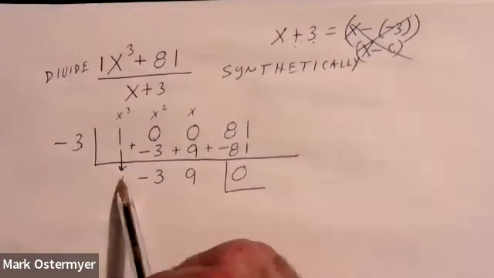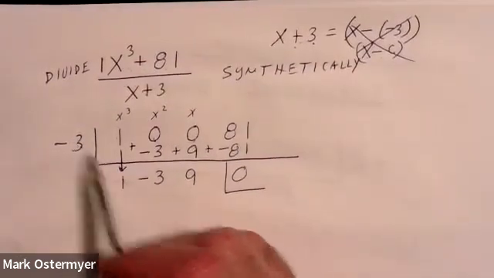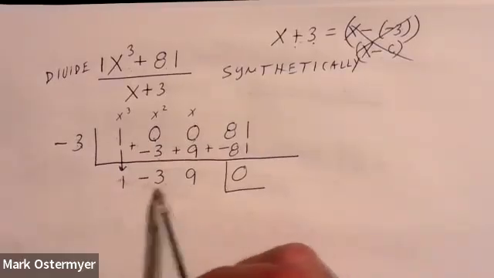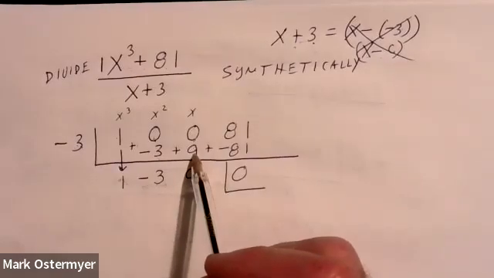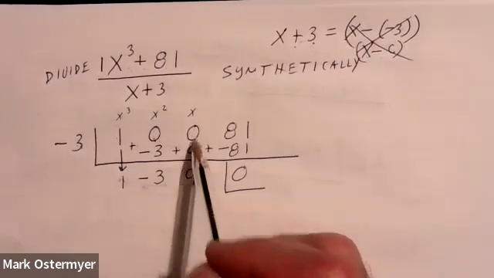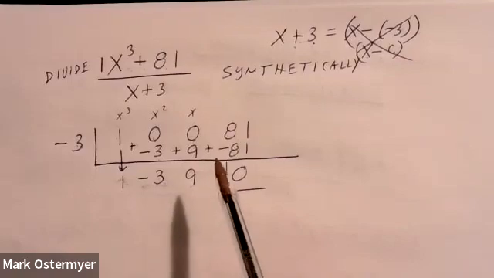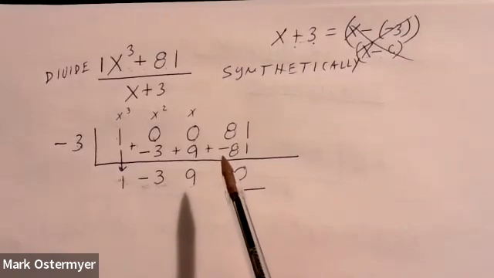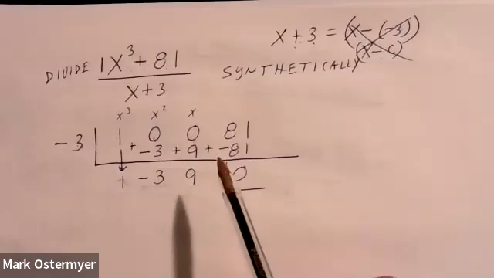We go negative 3 times 1. What's negative 3 times 1? Negative 3. What's 0 plus a negative 3? Negative 3. What's a negative 3 times negative 3? That's positive 9. Negative 3 times negative 3 is positive 9. And what's 0 plus 9? 9. Yep. And what's negative 3 times 9? Negative 27.